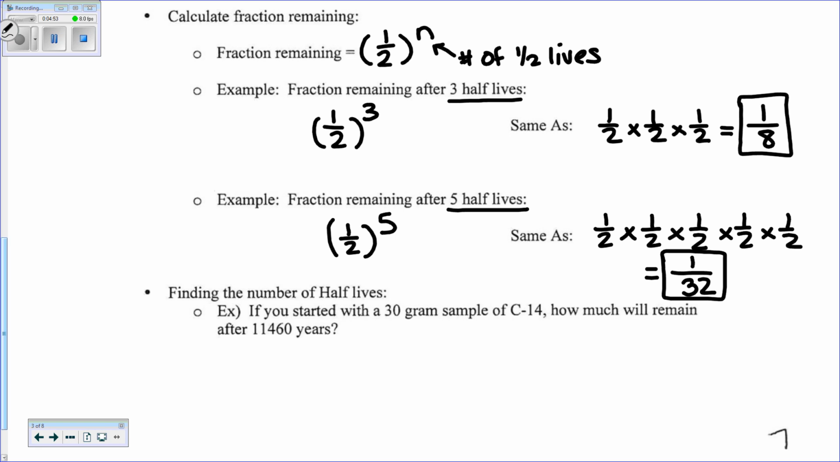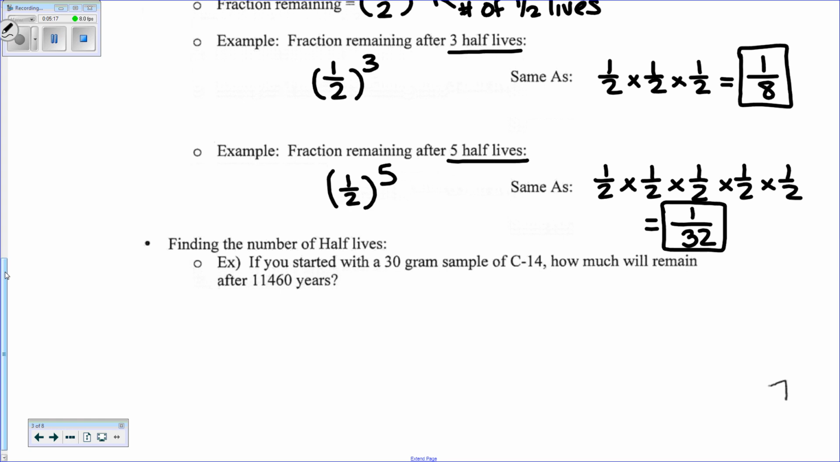It's good to know that based on my half-life, when I decay, I'm always going to have part of my sample remaining. I'm never going to go to 0. I'll just have infinitely small amounts of it. So that's one way that our half-lives go. They ask us for the fraction remaining. They also might ask us to find maybe our number of half-lives.